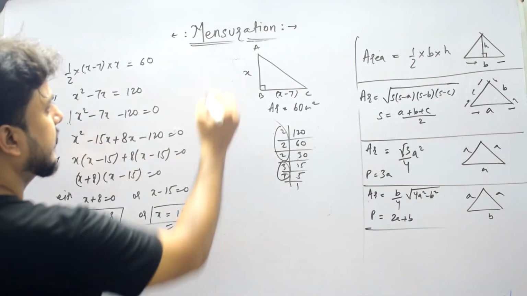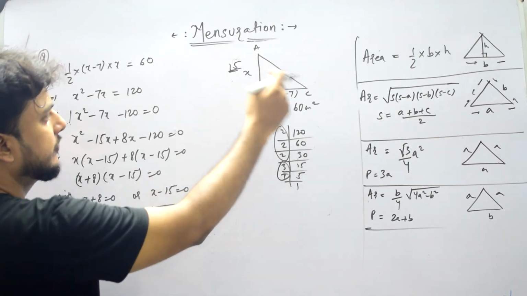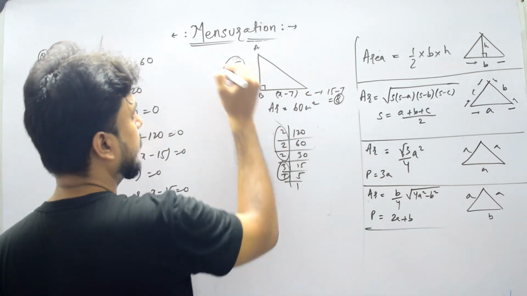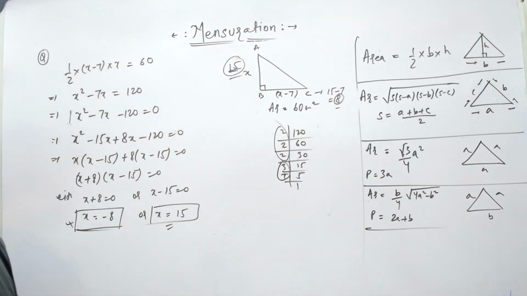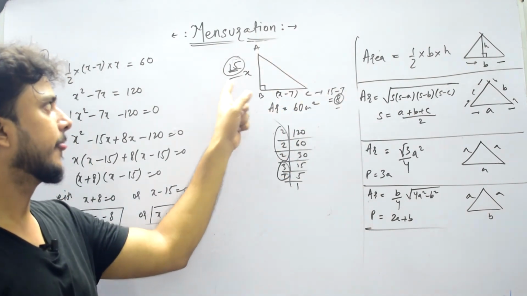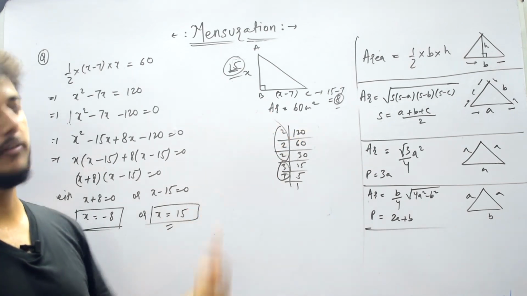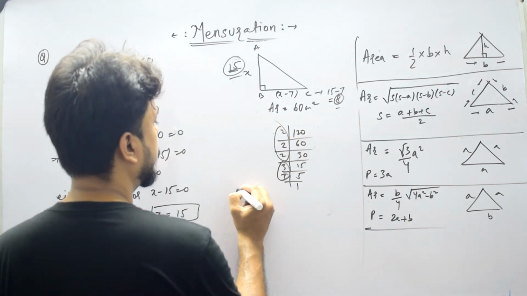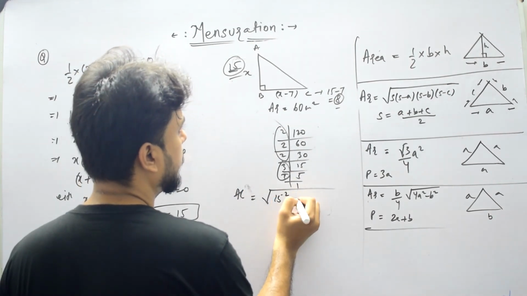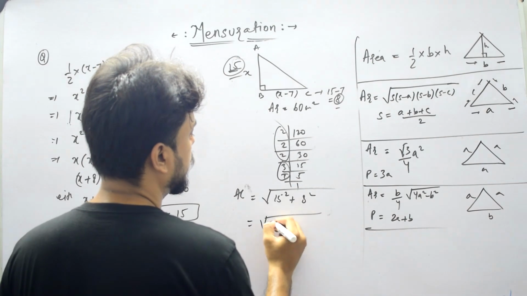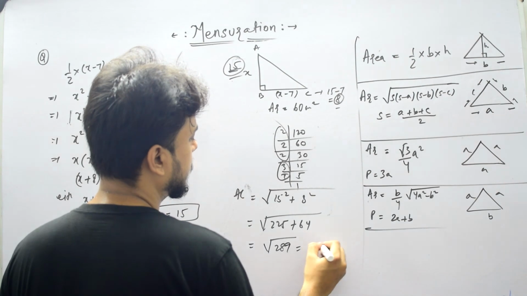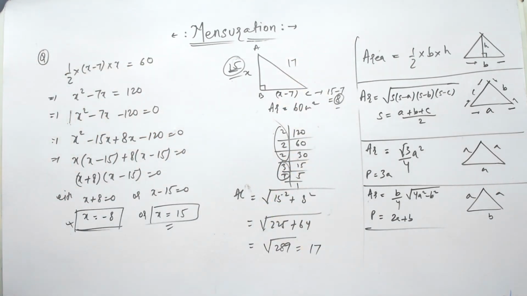That means this side is 15. Now if this side is 15, this side becomes 15 minus 7, that is 8. So we got these two answers, 15 and 8. Now if they ask in the question to find the hypotenuse, we can find it: 15 square plus 8 square, and then we take the square root. Suppose AC will be root over 15 square plus 8 square, that is 225 plus 64, which gives 289. That means it is the square root of 289, which is 17, so this side becomes 17.